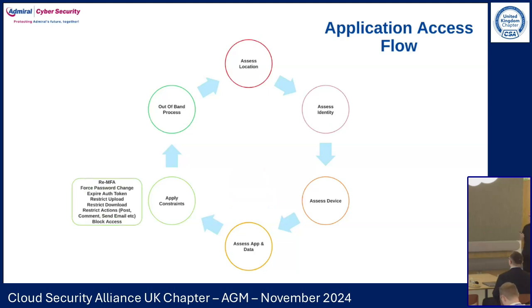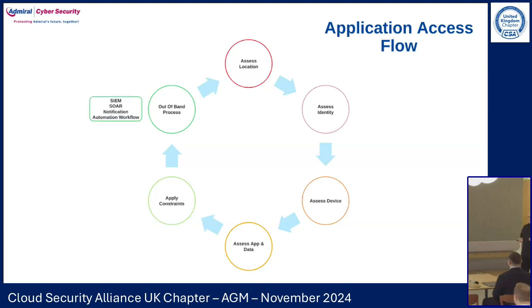Next, you've got constraints. So again, it might just be block, it might just be allow. It might be I want to make you go through MFA again, or I want you to change your password and re-MFA because I'm getting signals from the identity provider that actually maybe there's significant user risk with your credential. Again, it will depend on your tooling.